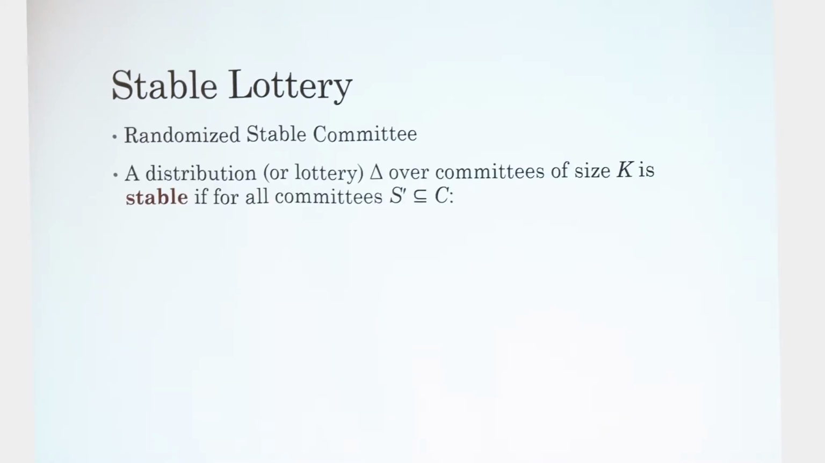So to bypass the difficulty, we define the notion of stable lotteries, which is a randomized stable committee. We say a distribution delta over committees of size k is stable if for all other committees S prime, in expectation, the number of voters who think S prime is better than S is less than the proportional number, the size of S prime over the size of S times n. So this is our definition of a stable lottery.